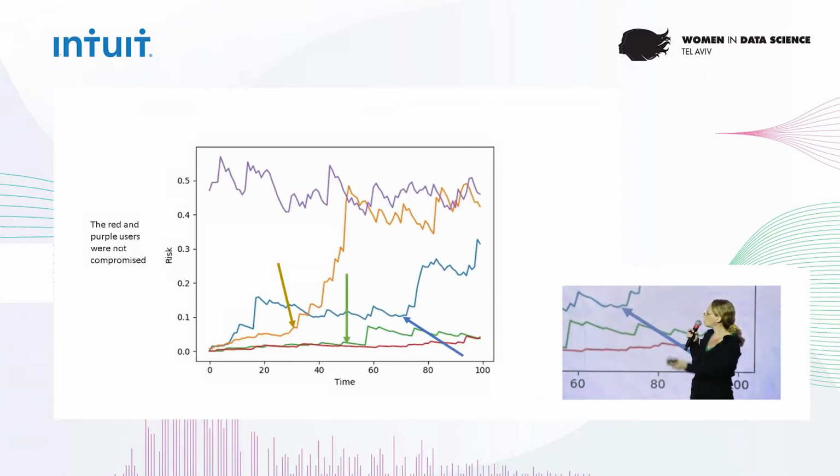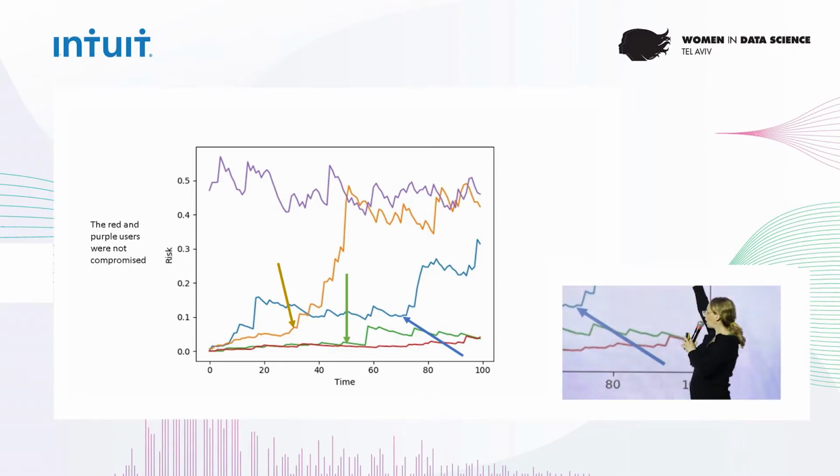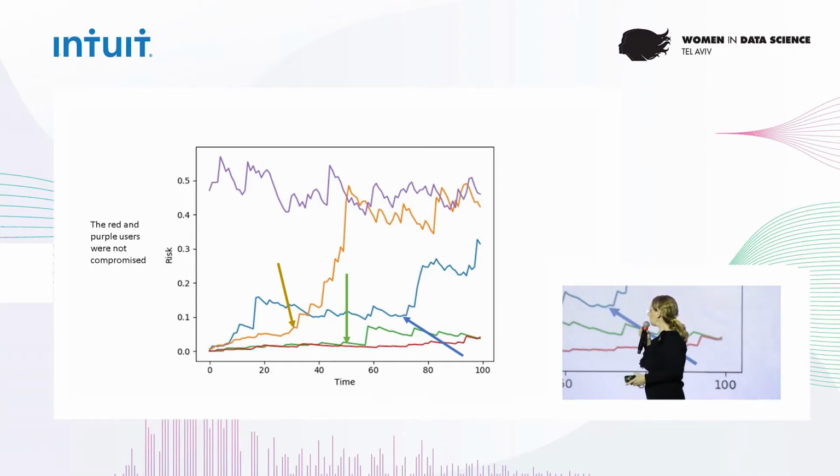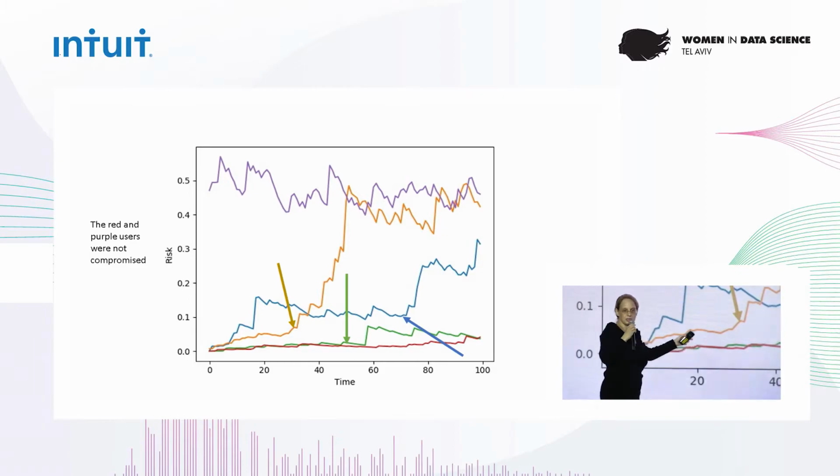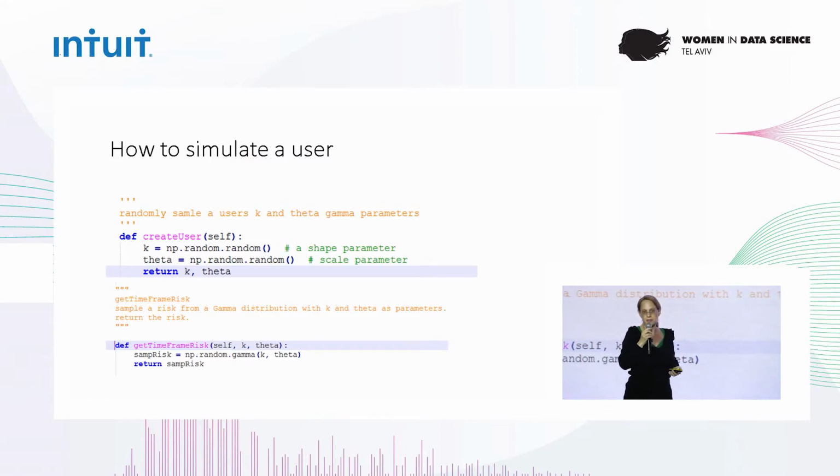So what do the users that we want to produce look like? Some may have a high risk profile, some may have a medium one like the purple line, some should have a low risk profile like the red line. Some may change over time like the orange, blue, and green lines, but all of them, as you see, have trends. How do we manufacture them?